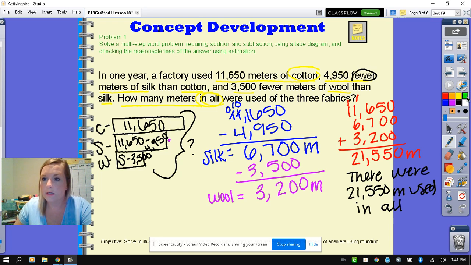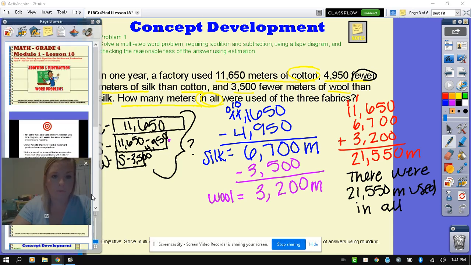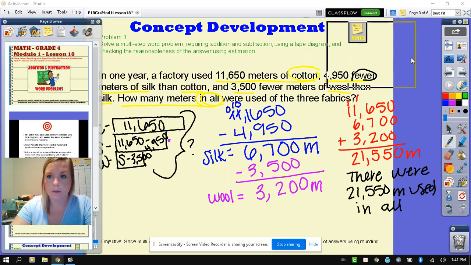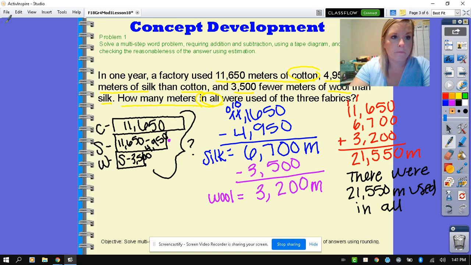Okay, so now I'm going to do a quick crash course of this, and we're going to use rounding to assess our reasonableness. So I'm going to go through this problem. I'm going to move myself up here in this corner so I'm kind of out of the way. Okay, so we're going to do it to the nearest 1,000 today. So cotton is about equal to 12,000. And we know we had to take away about 5,000 for silk.